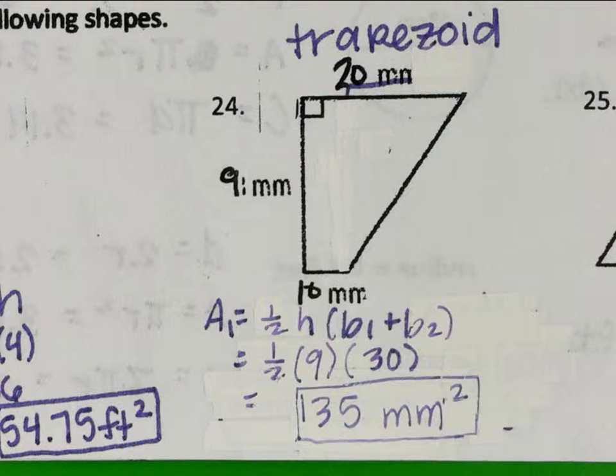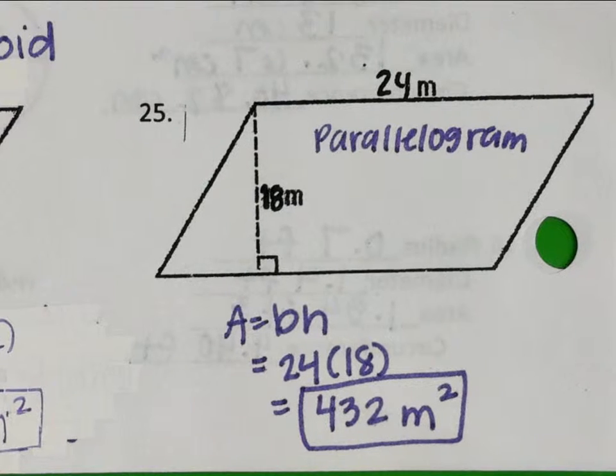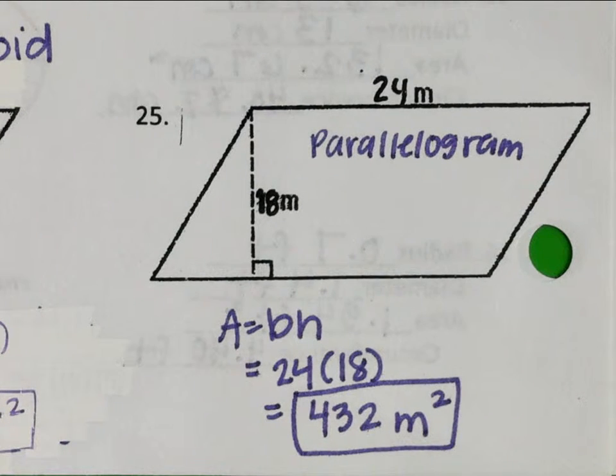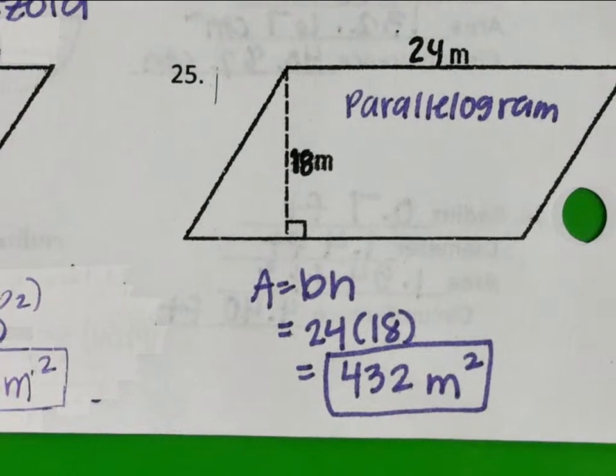And what about number 25? What shape is that? A parallelogram. So you don't have to cut it into 2 or 3 shapes either. It's just a parallelogram, so you already know the area of a parallelogram. Just base times height. Any questions on this back page?